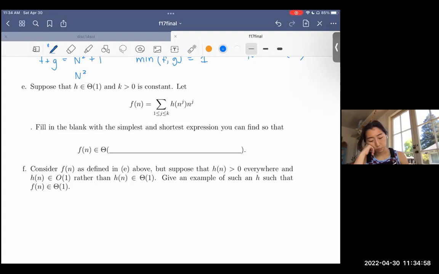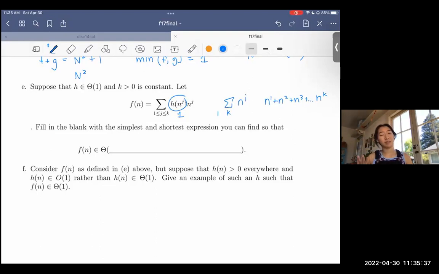And so what do we see? Well, h we said is constant, right? Which means this whole thing essentially just goes away because we can just replace it with 1. And so now what we have is the sum from 1 to k of n to the j. So we have n to the 1 plus n to the 2 plus n to the 3 and so on until we reach n to the k, right? This is the total sum for f.